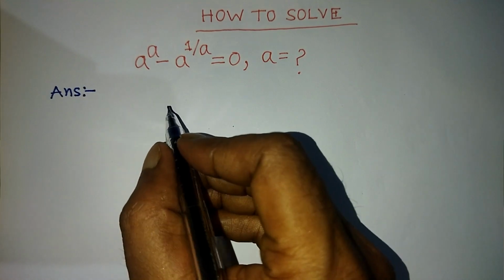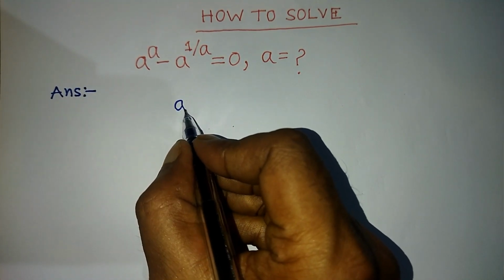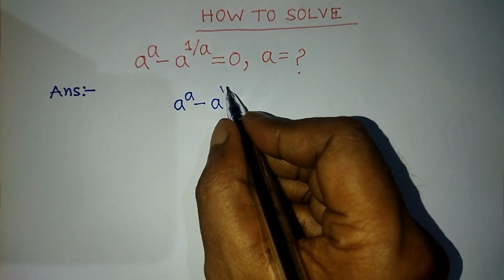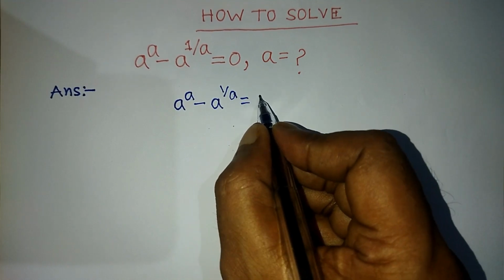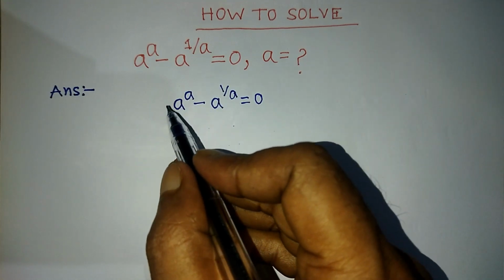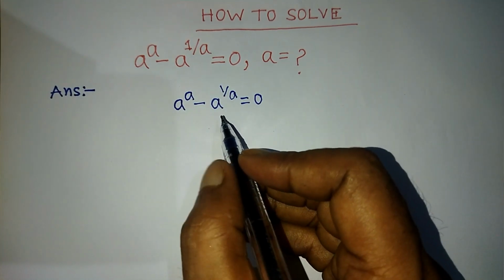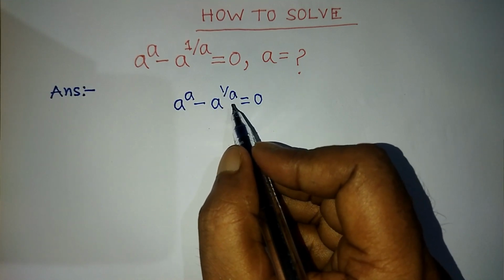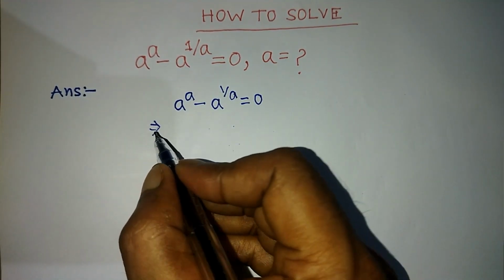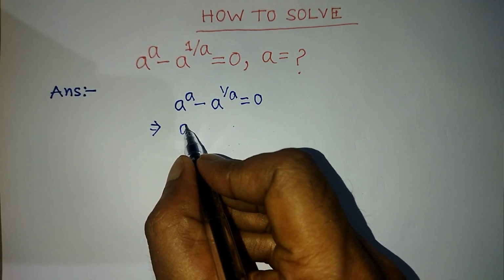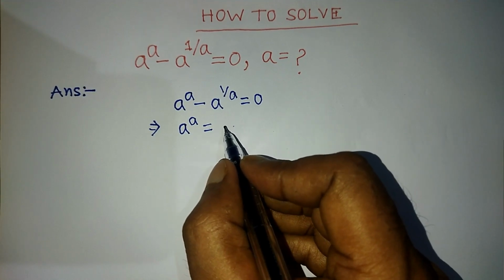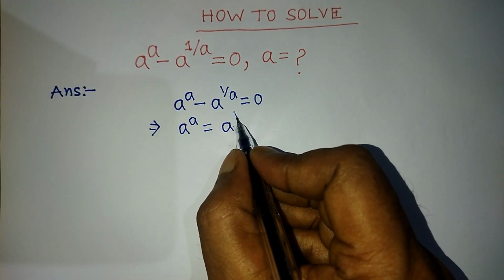So my dear student, our exponential equation is a to the power a minus a to the power 1 over a is equal to 0. So student, to find the value of a from this exponential equation, we have to transpose a to the power 1 over a from the left side to the right side. So that's why we can write on the left hand side of this equation a to the power a is equal to, on the right side, a to the power 1 over a.